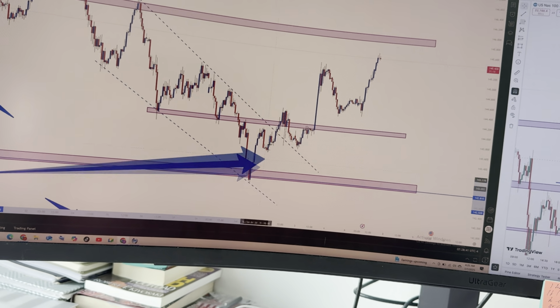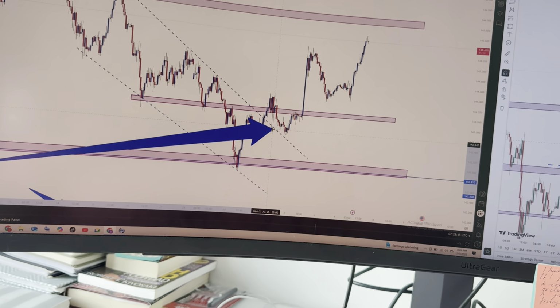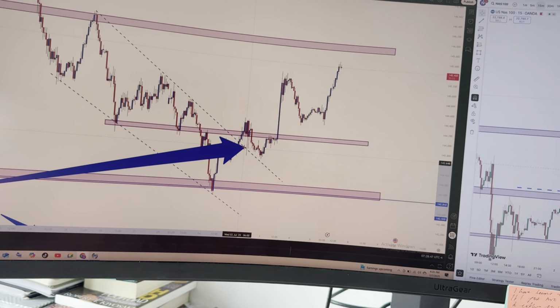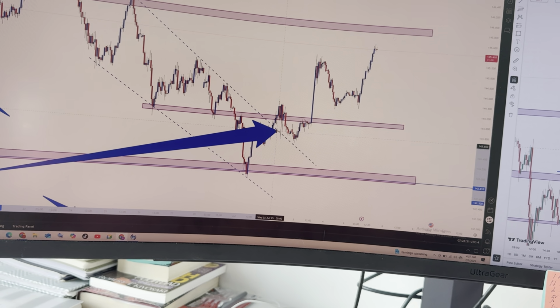Okay, so again, the market broke above the trend line. When the market breaks above the trend line, most of the time the market always comes back for a retest. When it went above, it came back for a retest. We can see this week over here.